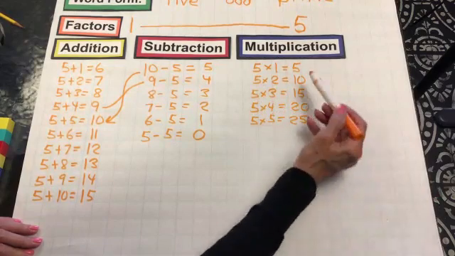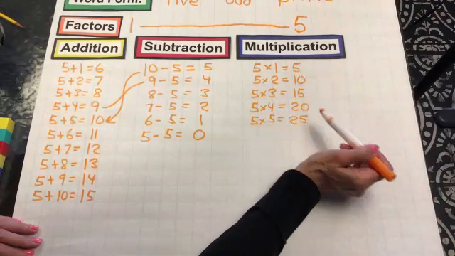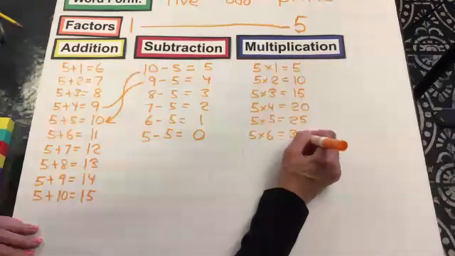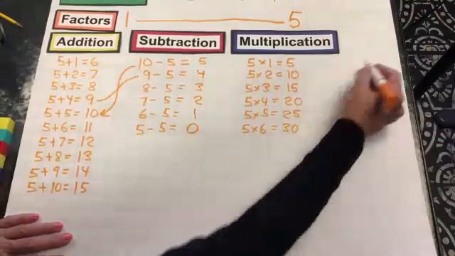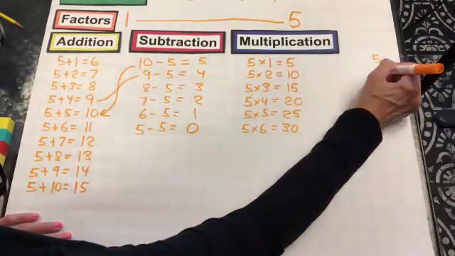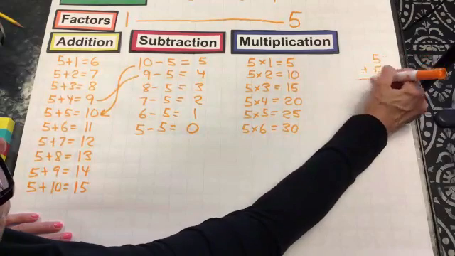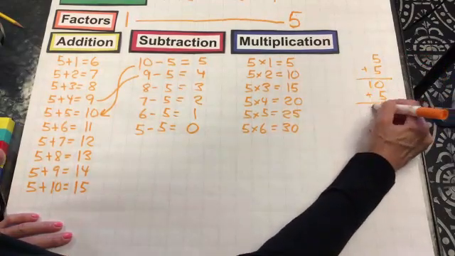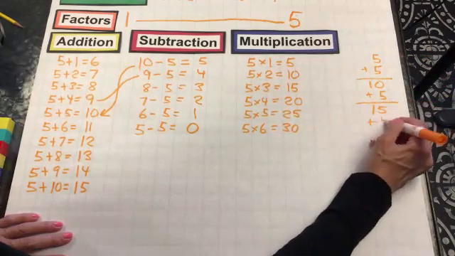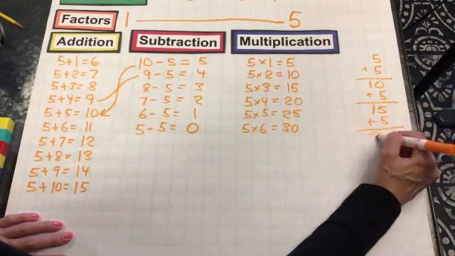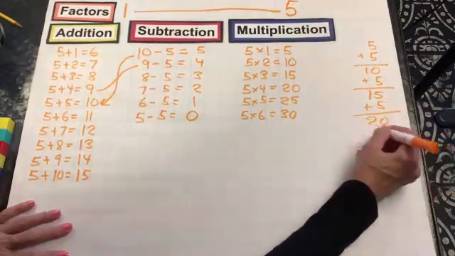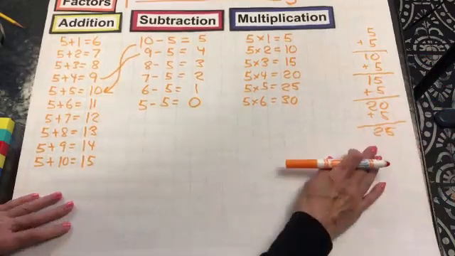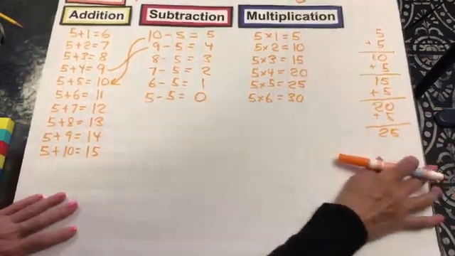Okay, so actually we're counting by 5s: 5, 10, 15, 20, 25. 5 times 6 equals 30. And if we needed to, we could come over here and do 5 plus 5. So 2 5s is 10. Plus 5, 3 5s is 15. Plus 5, 4 5s are 20. Plus 5, 5 5s are 25. And we can keep going on like that.